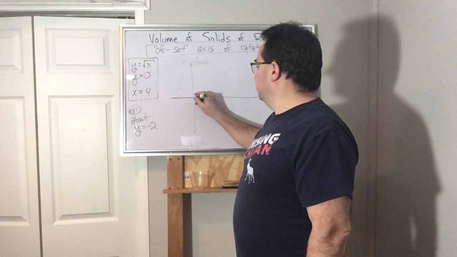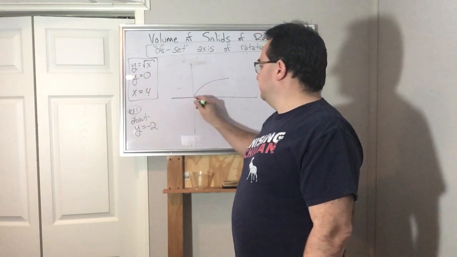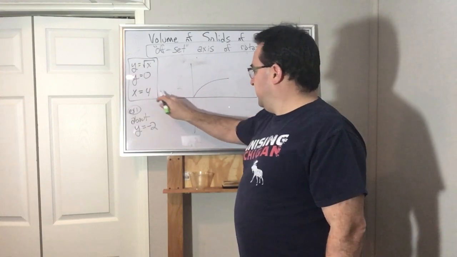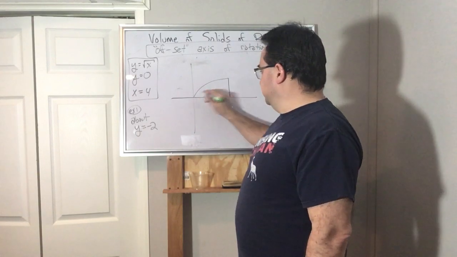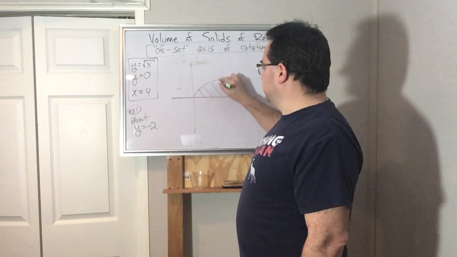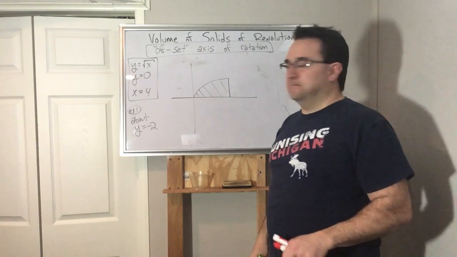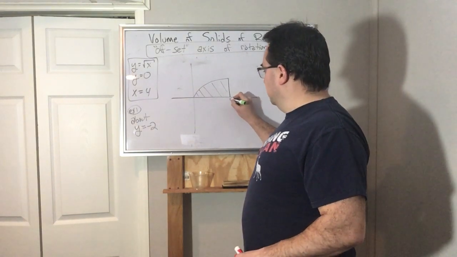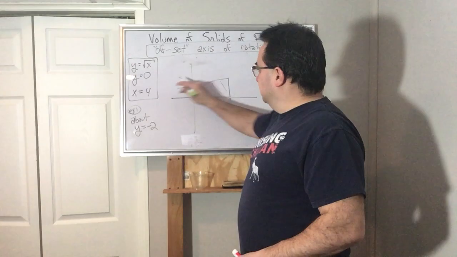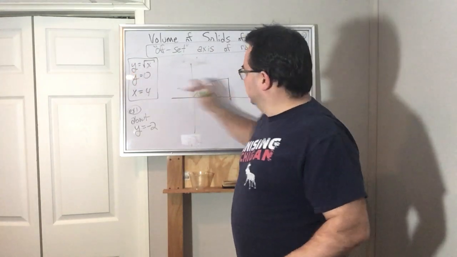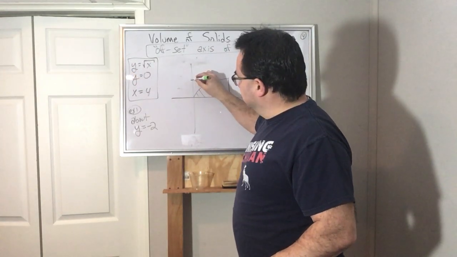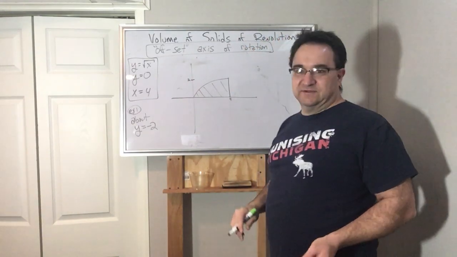So I have my square root function. I have the x-axis, and I have x equals 4. So this is going to be our starter. That's our bounded region for all 3 examples for this lesson right here. Now I know this is at the 4, and I can see if x is 4, y is 2, so I know that top number, that's 2 on the y-axis.